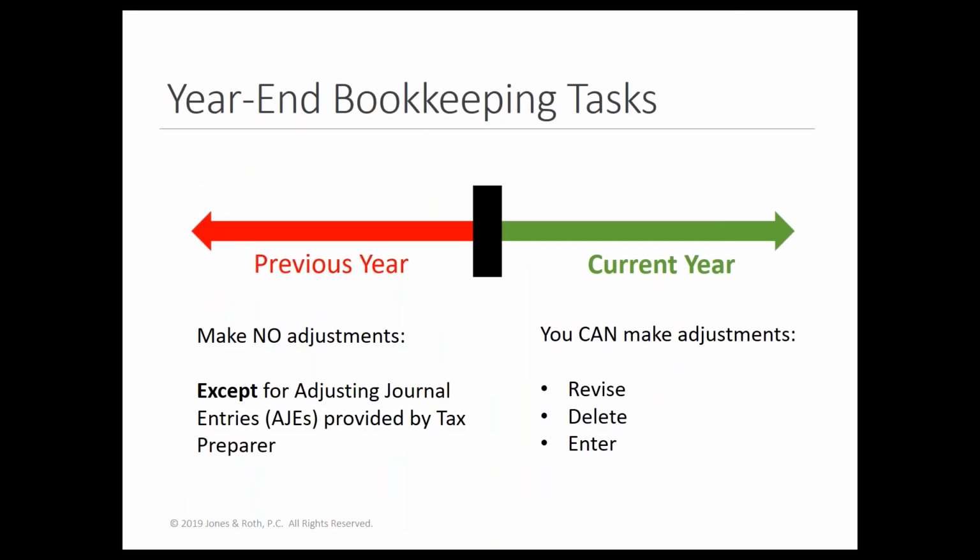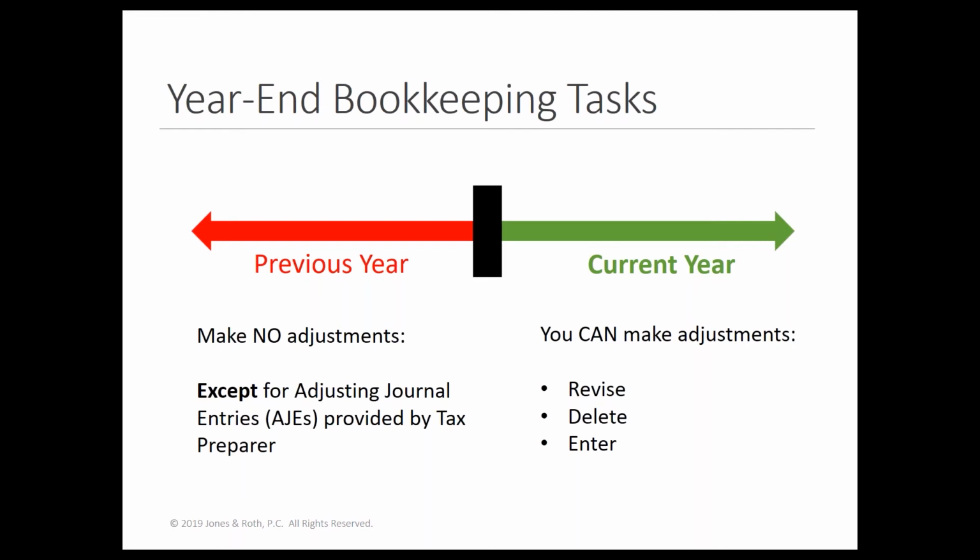Let's begin by looking at year-end bookkeeping tasks. It's important to start our conversation by defining the time period that you can make adjustments if you find discrepancies or errors in your current year's books. If tax returns have already been filed for the previous year, then that year should be considered closed, and it should not be adjusted except by the addition of the adjusting journal entries, also referred to as AJEs, which were likely supplied by your accountant when they gave you a copy of that year's income tax return.